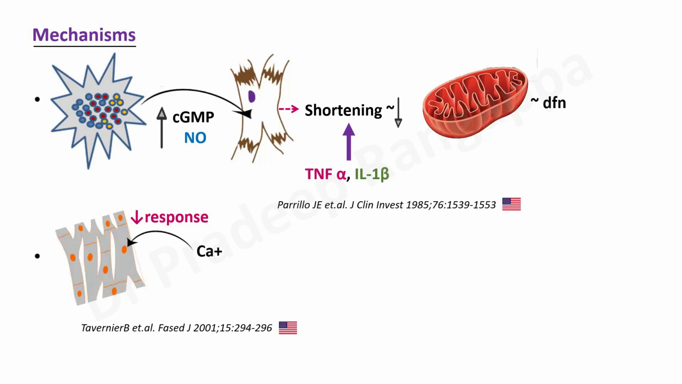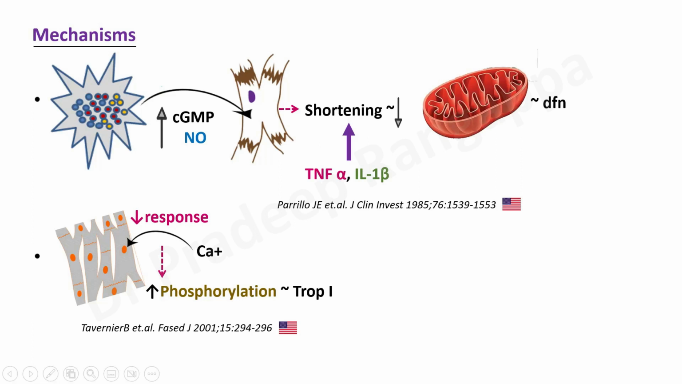A group from the US showed that the myocardial response to calcium is significantly reduced in sepsis, and this leads to increased phosphorylation of troponin I in septic cardiomyopathy. So this is in brief the mechanism. The key essence to remember is cytokine activation leading to myocardial depression, shortening of the myocardial fibrils gets diminished, and this is accentuated by TNF alpha. The myocardial response to calcium is also diminished, which leads to increased phosphorylation of troponin.